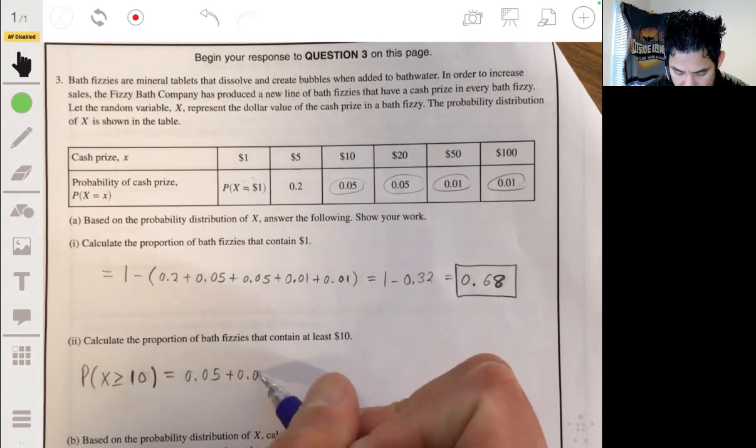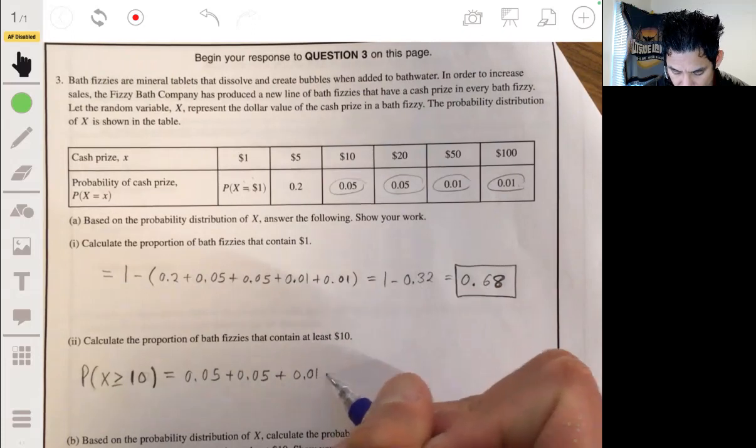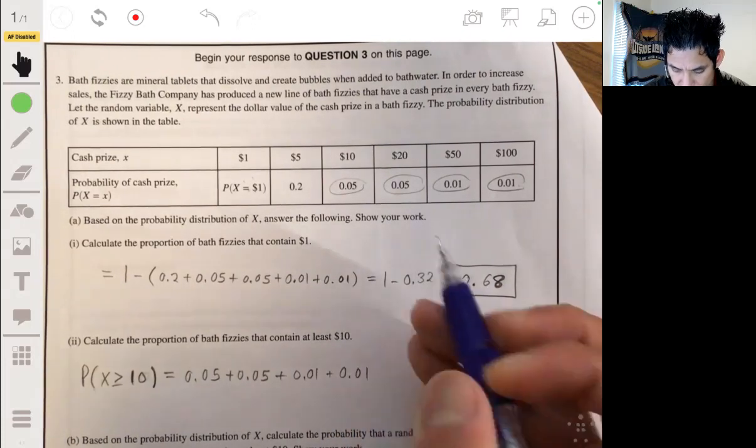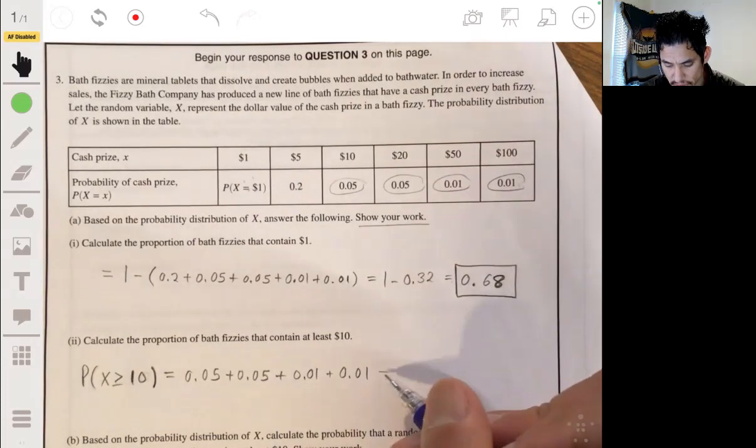And I'm showing work, that's what it says. Since it says show your work, I'm going to assume they want this addition. So just pay attention to that, because sometimes they're really strict on that. And this would simply be 0.12.